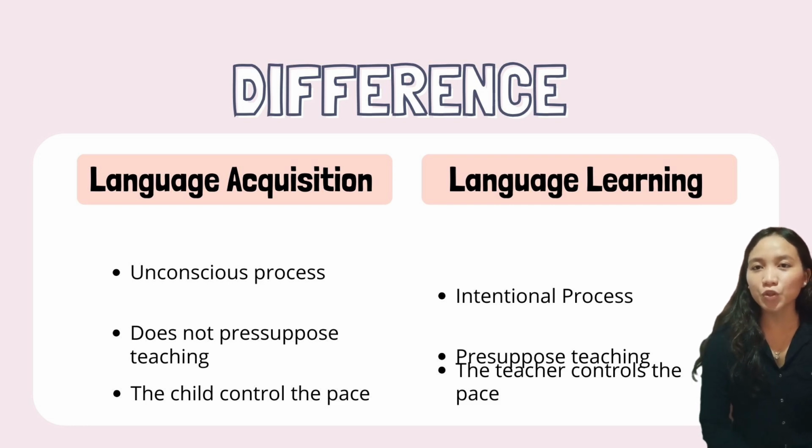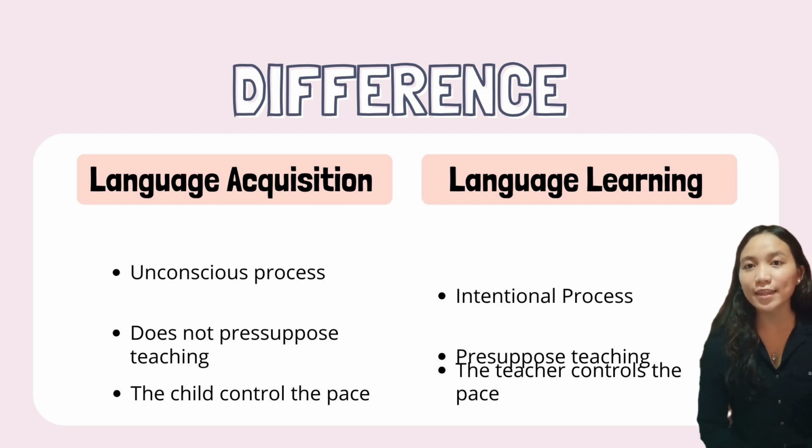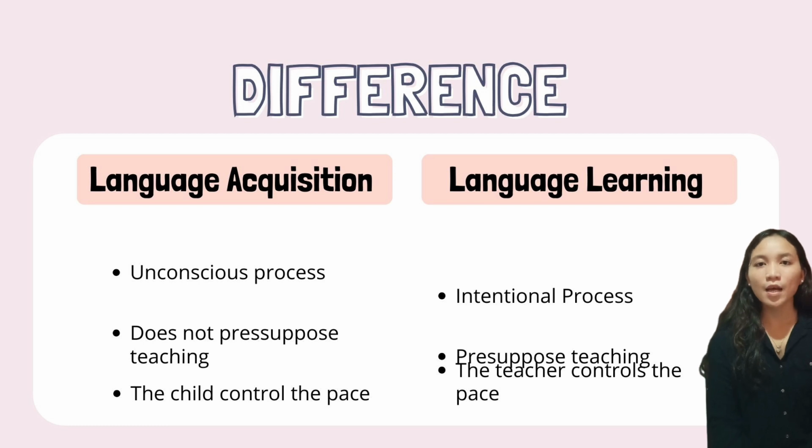Language acquisition is an unconscious process. It refers to the natural, subconscious way in which individuals pick up their first language. It occurs without formal instruction, primarily during early childhood. For example, a toddler learning to speak and understand their native language through interactions with family members without explicit teaching. On the other hand, language learning is an intentional process. It is a conscious and deliberate effort to acquire a new language. It involves studying grammar rules, vocabulary, and practicing language skills with a specific goal in mind, often with formal instruction.